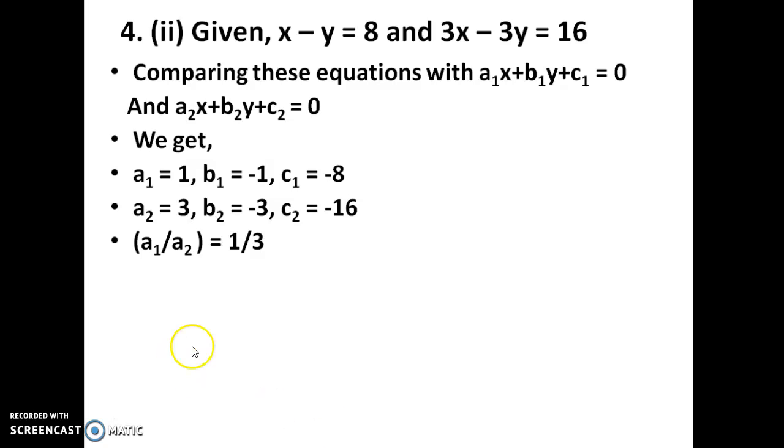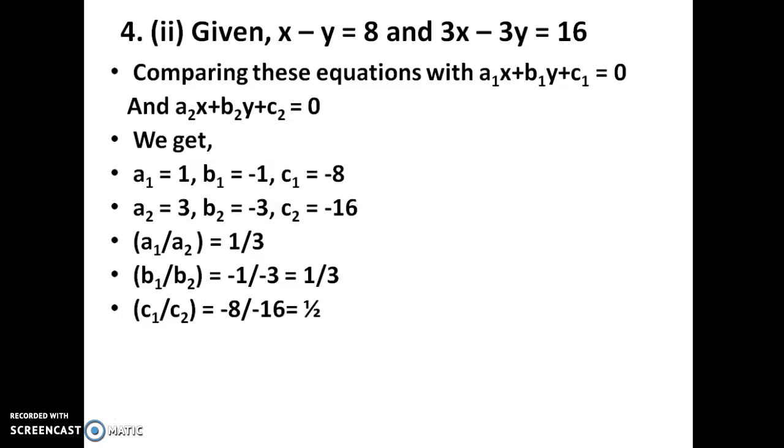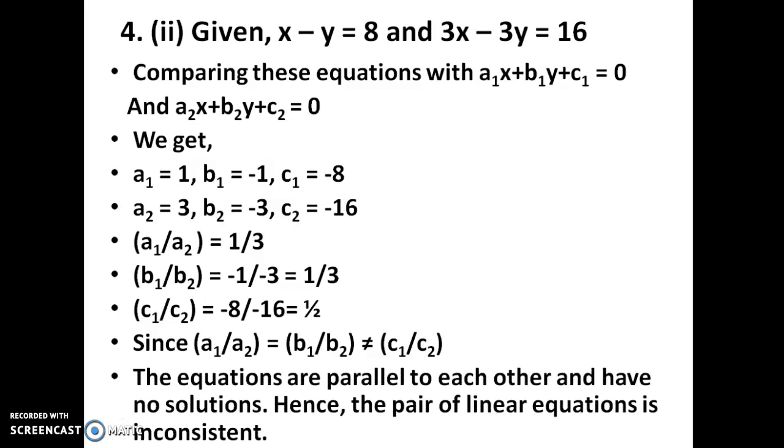Taking the ratio a1 by a2, we will get 1 by 3. Then b1 by b2 is minus 1 by minus 3, so minus minus will get cancelled, you will have 1 by 3. Then c1 by c2 is minus 8 by minus 16, so we will have 1 by 2. So a1 by a2 equal to b1 by b2, that is not equal to c1 by c2. So that means the lines are parallel to each other and have no solution. Hence the pair of linear equations is inconsistent.